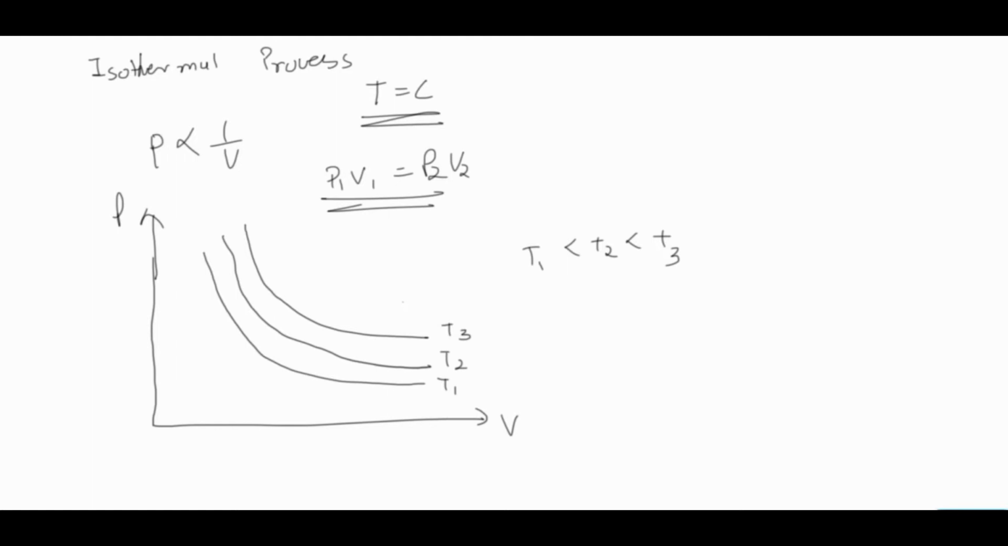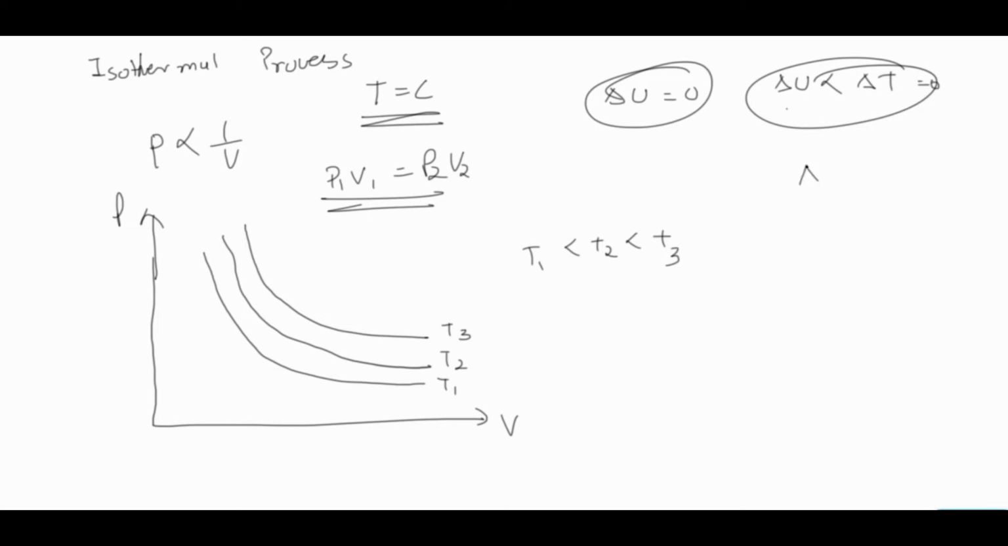So this is the indicator diagram for the isothermal process. Now, for the isothermal process, there is no temperature change. Delta U is 0 here. Please notice, because delta U is a function of temperature change, proportional to delta T. Delta T is 0, so delta U becomes 0. That means delta Q is equal to delta W.